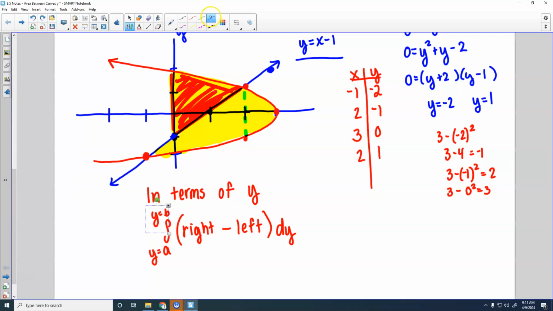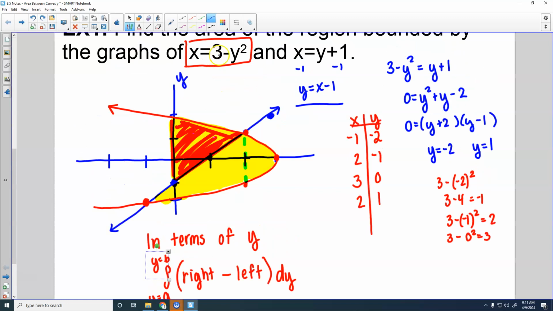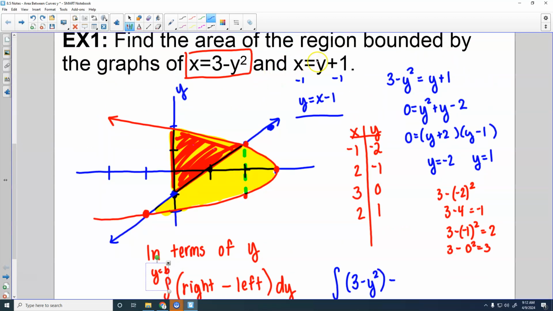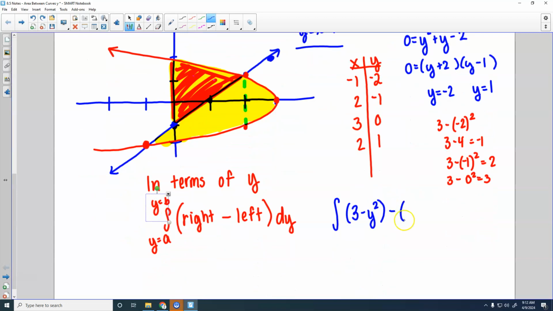So if we're going to set this one up, here's what it's going to look like. My right function is the parabola, which is 3 minus y squared. So I will be integrating 3 minus y squared minus the left function, which is the blue line right there, which is y plus 1.